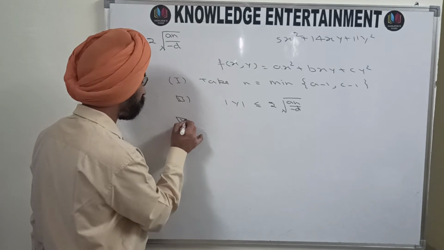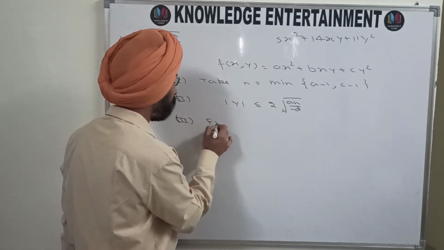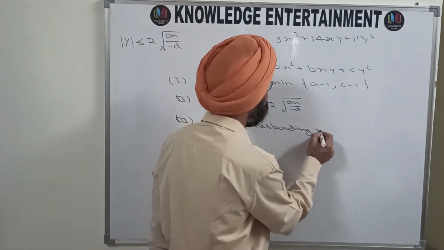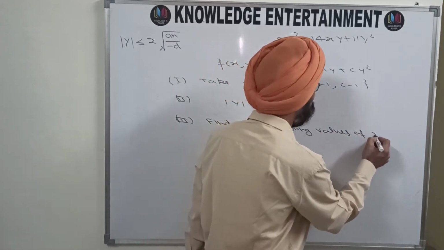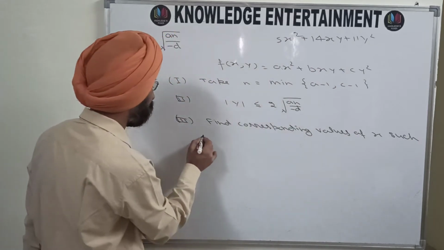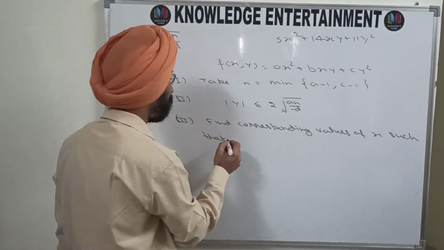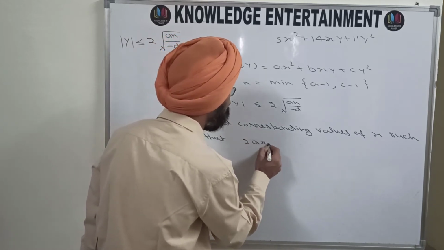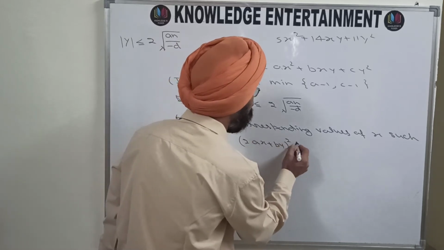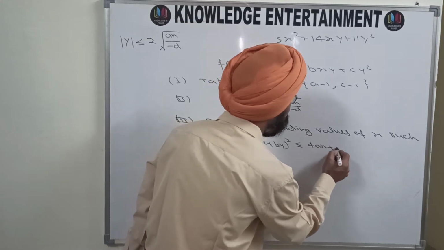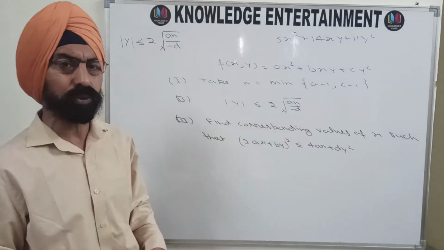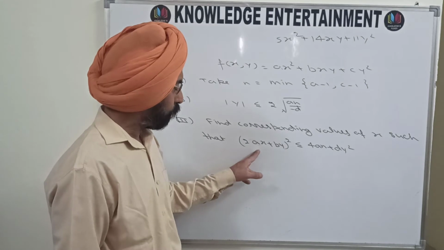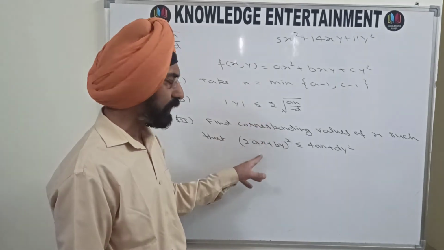Now step 3. Find corresponding values of x such that (2ax plus by) square is less than or equal to 4an plus dy square. This result we have used earlier. So we will apply this result, substitute the values of y, and we are going to get some possible values of x, and we will make the pairs of x and y then.